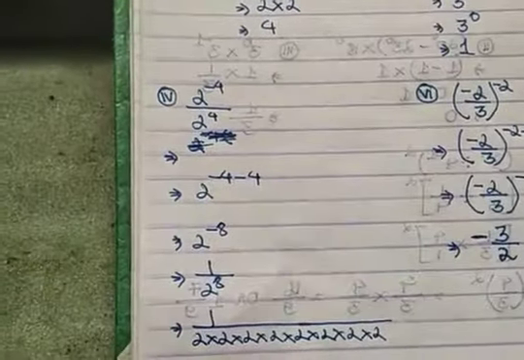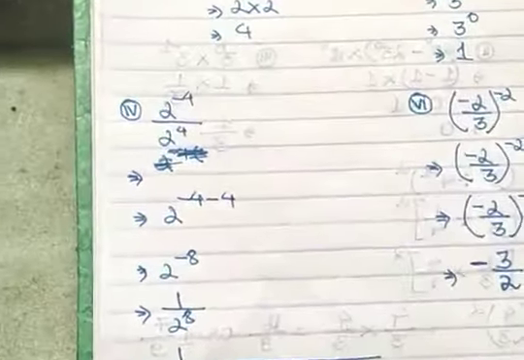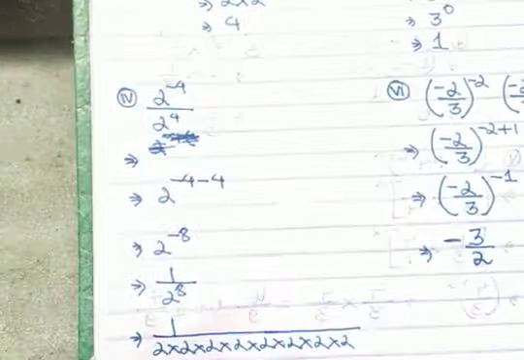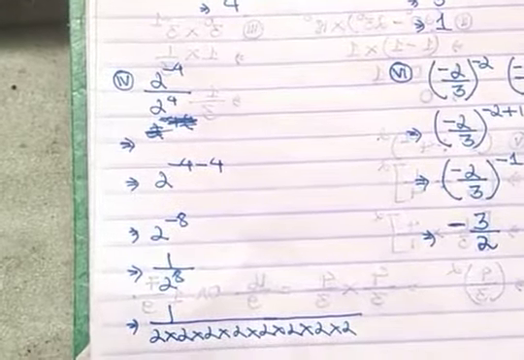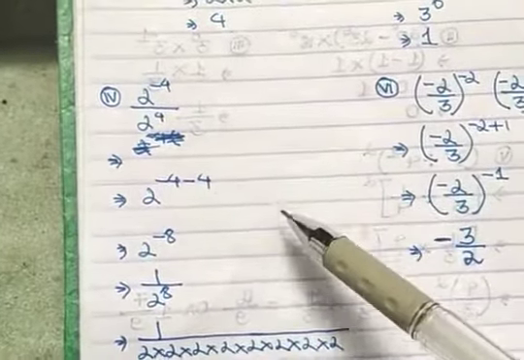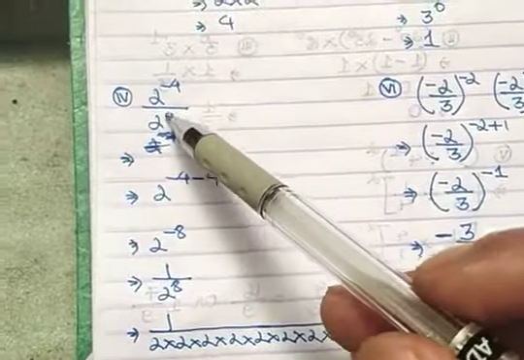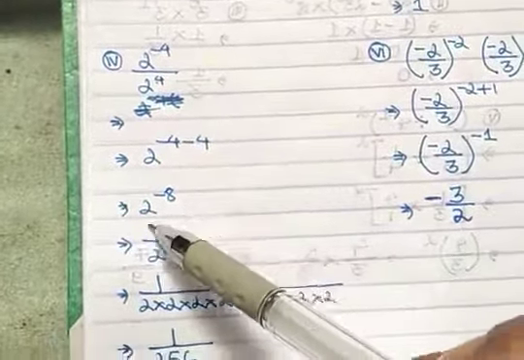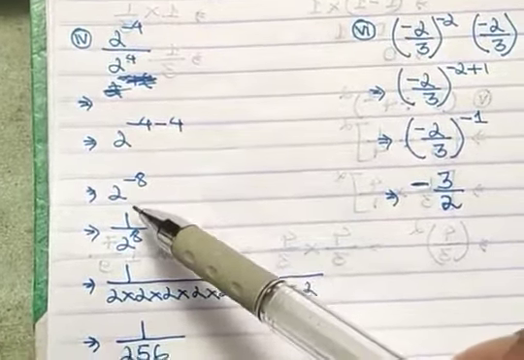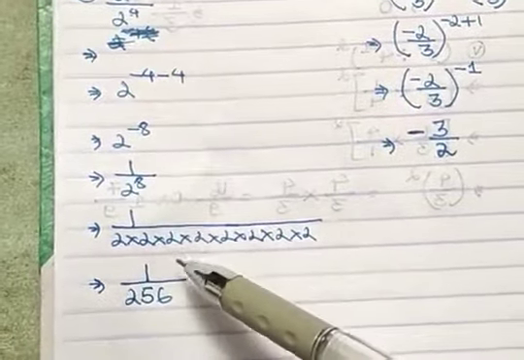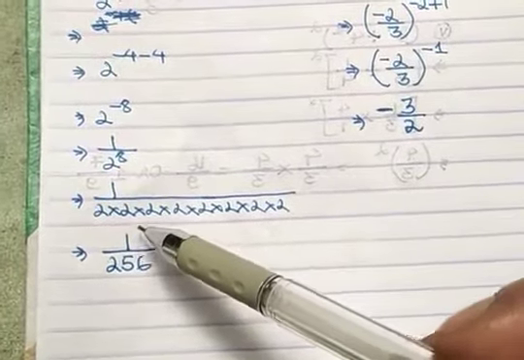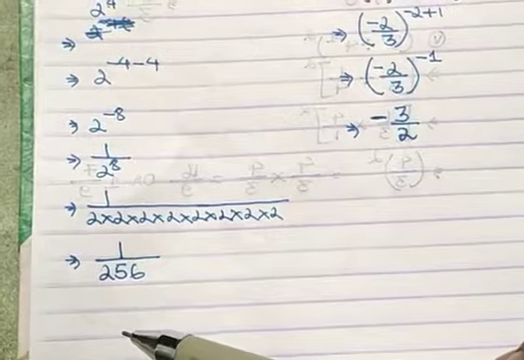Now again, what we have here is 2 to the power minus 4 divided by 2 to the power 4. e to the power m divided by e to the power n. So we know that e to the power m divided by e to the power n is e to the power m minus n. So it is minus 4 minus 4, that is 2 to the power minus 8. Now the exponent is negative, so we need to reciprocate. So 1 divided by 2 to the power 8. I have expanded the term: 2 written multiplied 8 times, 2 into 2 into 2 into 2, 8 times. So the answer will be 1 divided by 256.